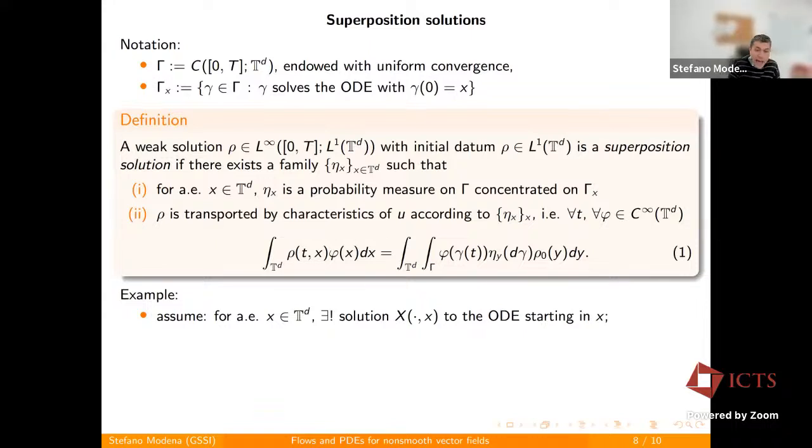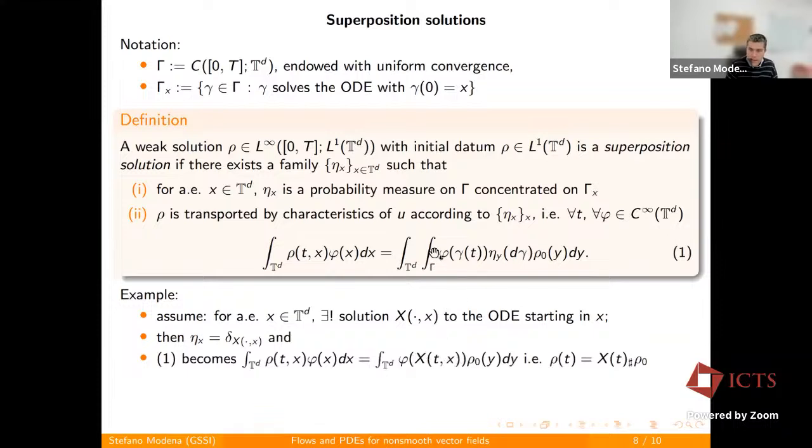Then, as we were mentioning before, there is only one possibility for this eta_x. It's a probability measure concentrated on a singleton, so it must be a Dirac delta on that singleton. There is no more choice. And then if we try to write down this formula when eta is a Dirac delta on a single curve, this integral over gamma is nothing else than phi computed at the point X(t, x). So this integral over gamma against eta becomes phi computed along the unique characteristic starting from x at time t.